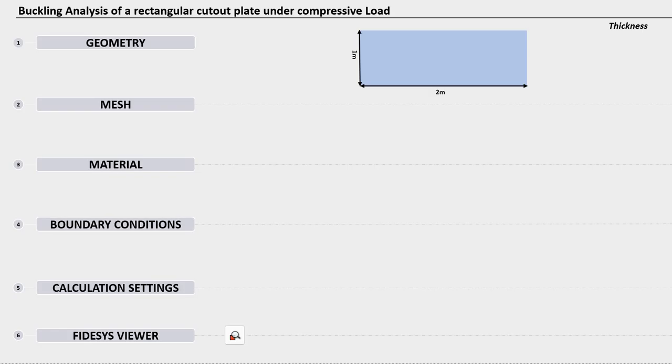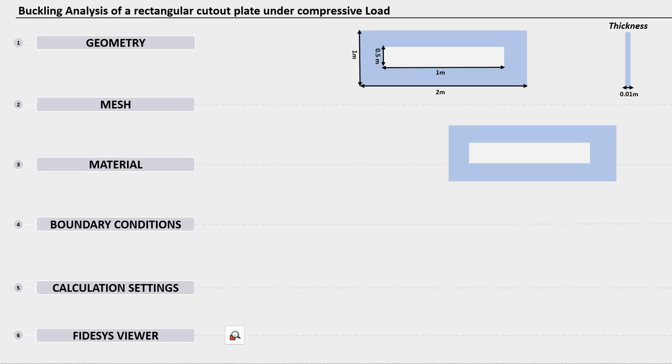thickness of 0.01 meter. Next we create a smaller rectangle which will serve as the cutout with dimensions of 1 meter in height and 0.5 meter in width, the same thickness of 0.01 meter. We then separate the smaller rectangle from the larger one, which will give a rectangular cutout in the center.